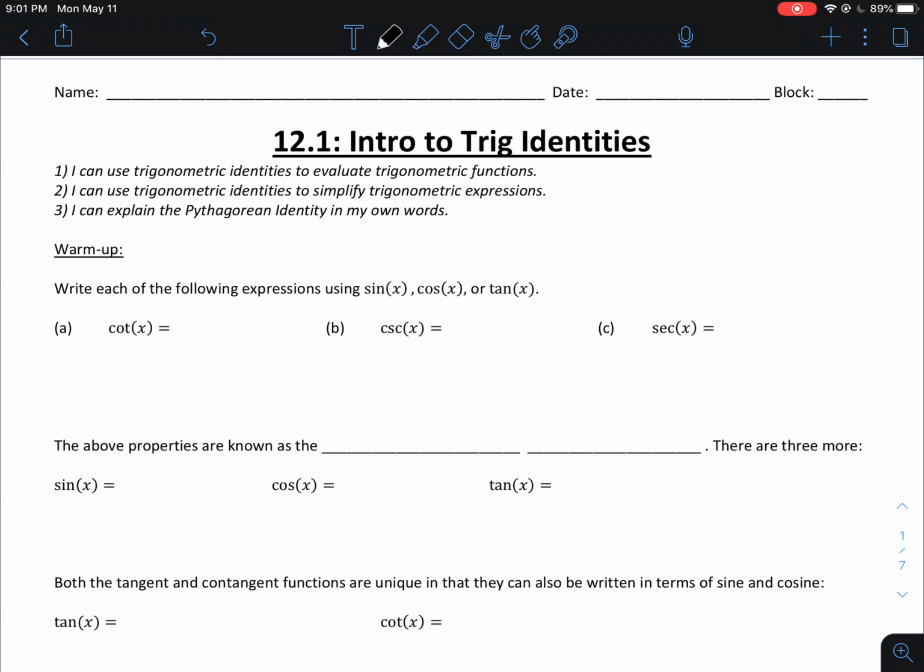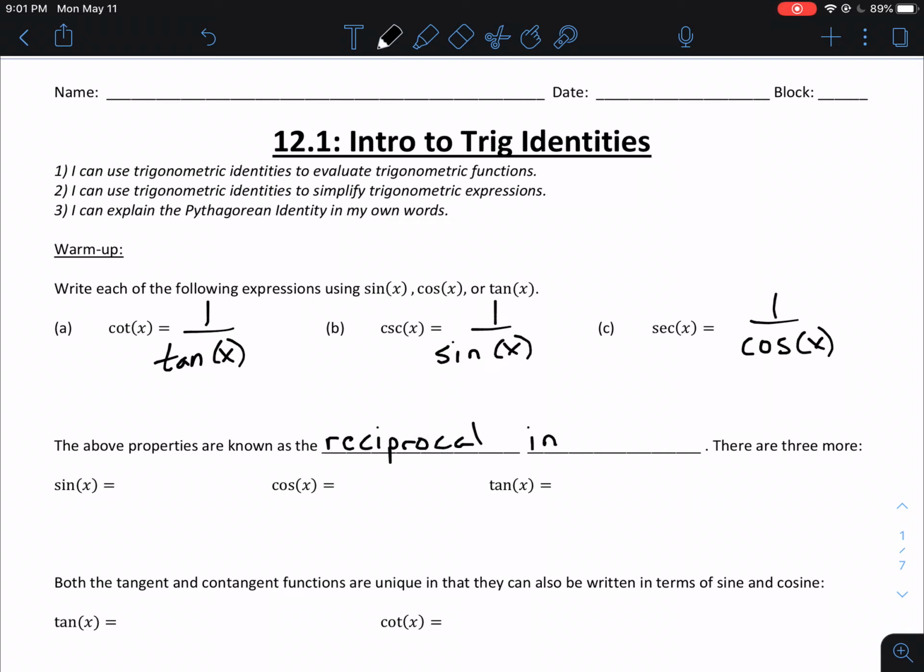All right, let's take a look at those. So for the first one, cotangent of x is the same as 1 divided by the tangent of x. Then you've got cosecant of x. As a reminder, that is the same as 1 over sine of x. And then lastly, secant of x, that is the same as 1 over the cosine of x. Now, these are what are known as reciprocal identities. And we've seen that word reciprocal quite a bit. And it should kind of make sense that it would fit with these types of ratios. So reciprocal identities.